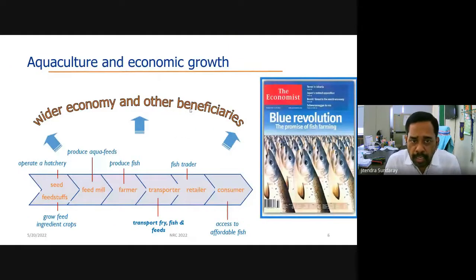If you look at aquaculture and economic growth, you call it a blue economy, blue product, blue revolution, everything. But if you look at this value chain, aquaculture can give you many options. You have seed, feedstuffs, feed mill, farmer, transporter, retailer, consumer. So you can have a hatchery, aqua feeds, traders, grow-out farms, transport of fish fry. Some people can get into this, and access to affordable fish. It's not like other highly demanded consumer products, right? Anybody can offer it, whether it's a fresh practice or not.